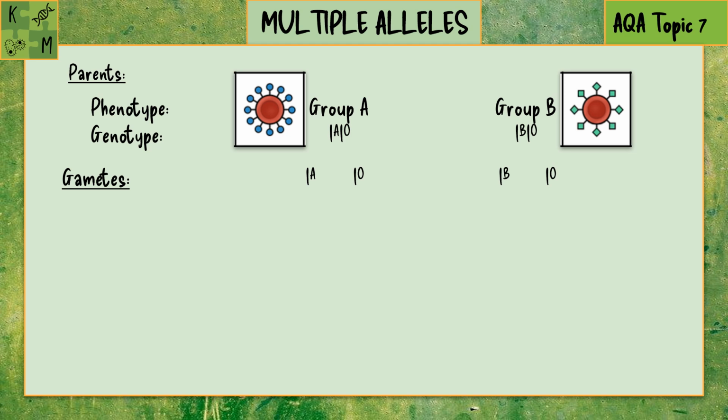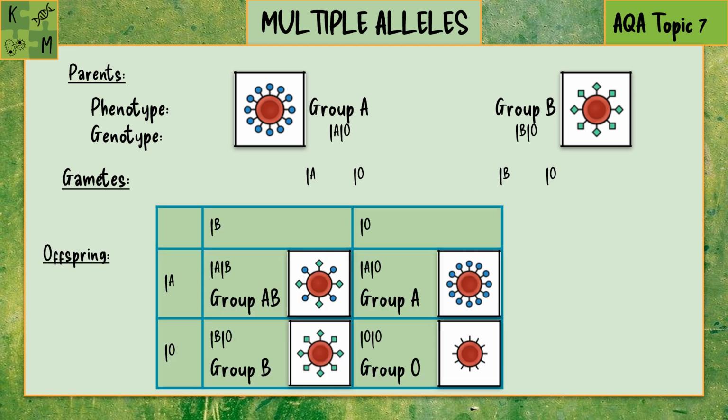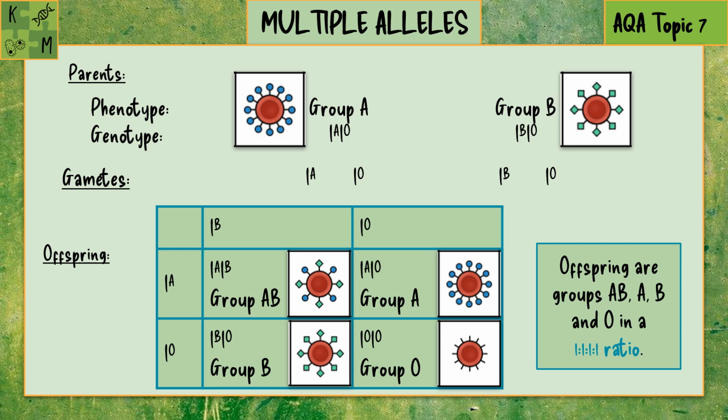And then we put this into a Punnett square to determine the phenotype and genotype of our offspring. So we're going to have all 4 blood groups found within the offspring. The genotype IAIB will give us blood group AB. IAIO gives us blood group A. IBIO gives us blood group B. And finally IOIO, we've got blood group O. So what we're seeing here is all 4 blood groups found in a 1:1:1:1 ratio.